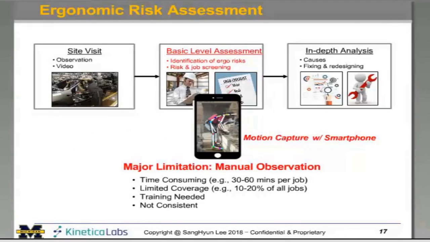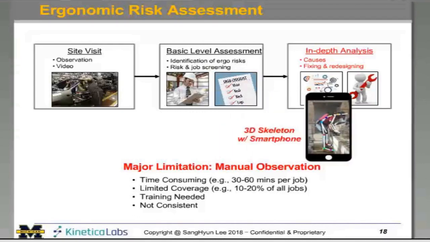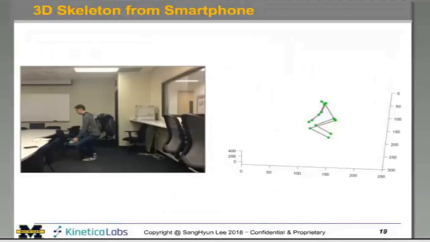Now, let me go back to this ergonomic risk assessment, the motivation slide. We have been talking about motion capture with the smartphone for basic level assessment. Now you notice that it is all 2D. So that is why at this time it is limited to basic level risk assessment. But in the end, what we want to do is an in-depth analysis, meaning, why don't we have 3D with a smartphone that will open the door to more in-depth, sophisticated analysis, to try to identify how we can fix this problem.